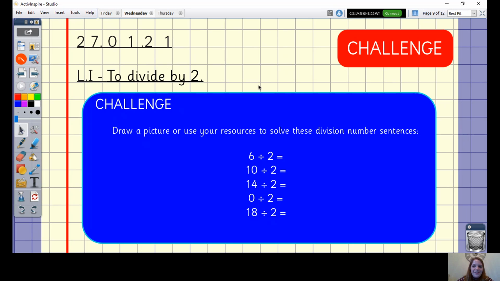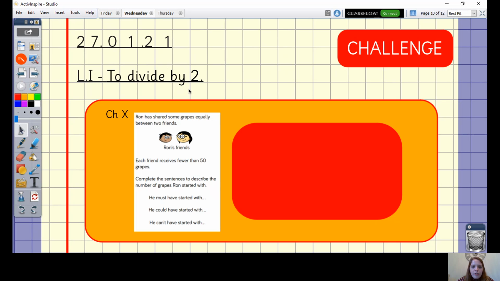So finally then, let's have a look at our challenge X. Ron has shared some grapes equally between 2 friends. And you can see Ron's friends here. Each friend receives fewer than 50 grapes. Complete the sentences to describe the number of grapes Ron started with. So 3 sentences here. So he must have started with, he could have started with, or he can't have started with. So 3 sentences there.